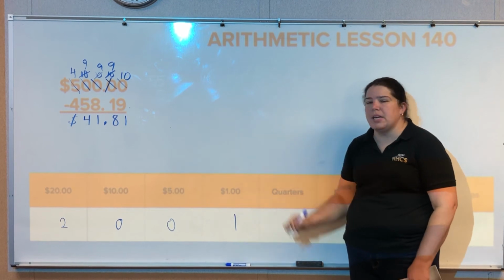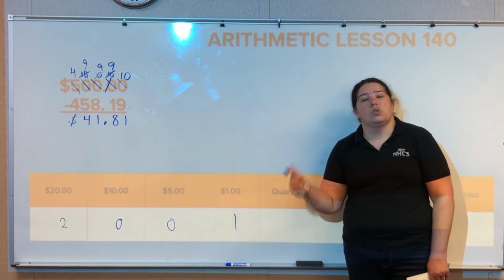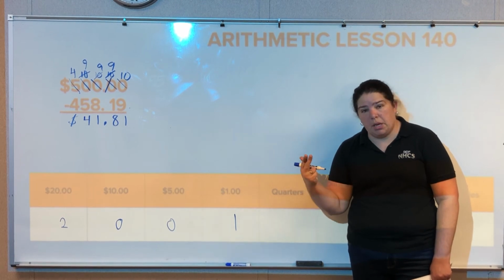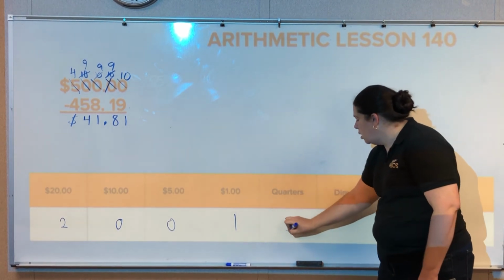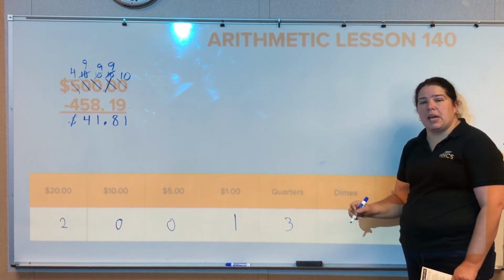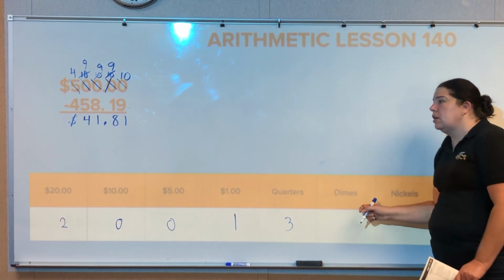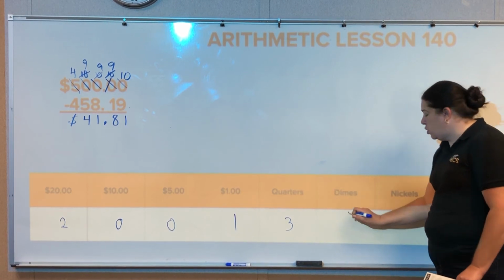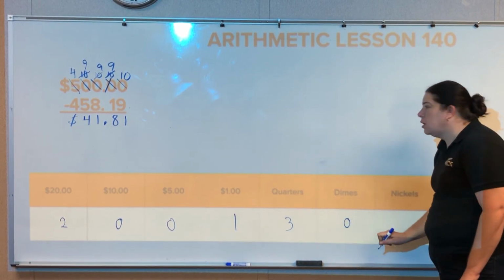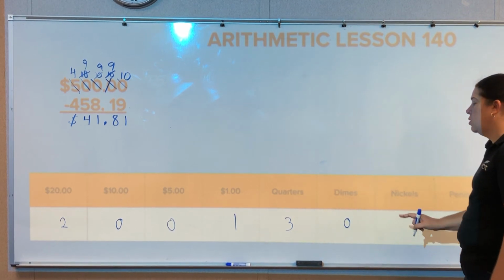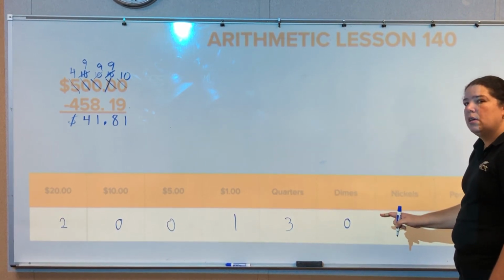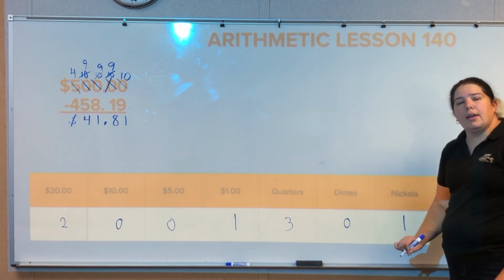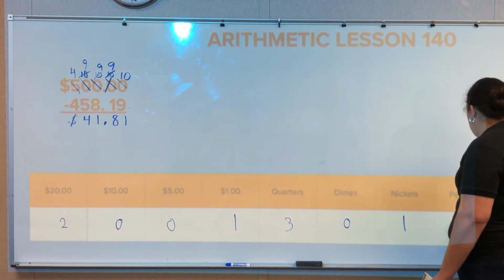How about quarters? We need 81 cents. Let's count by quarters. 25, 50, 75. Oh, too many. So how many? 3. Now we're at 75 cents. Now if we get a dime, we'd be at 85. That's too much, so we don't need any dimes. How about nickels? We're at 75 cents. If we get a nickel, it'd be 80 cents, so we need 1 nickel. And how many pennies? That's right, 1 penny.